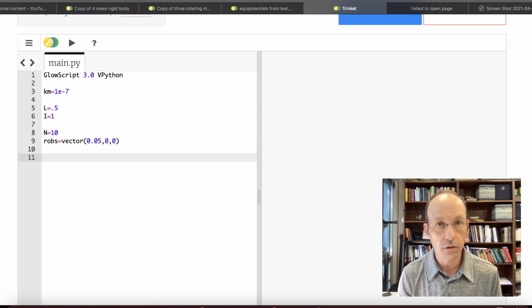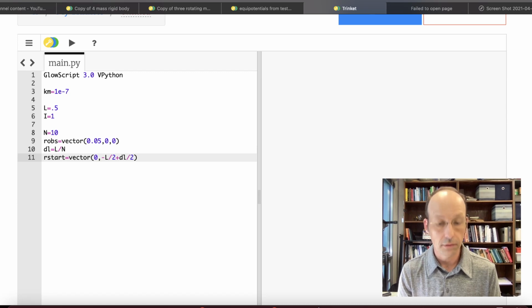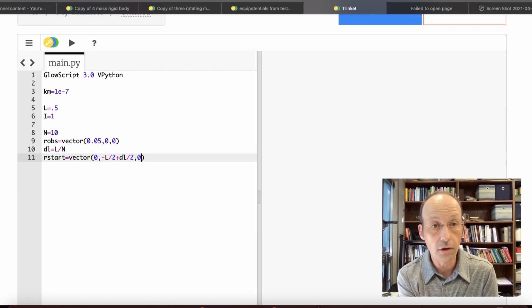Where is that first location going to be? Let's draw that first sphere. I'll call this R start equals vector 0, negative L over 2, plus, let's put dl equals L divided by n. So this will be plus dl over 2, 0. So that's that starting location. That's where I want to put my first sphere.